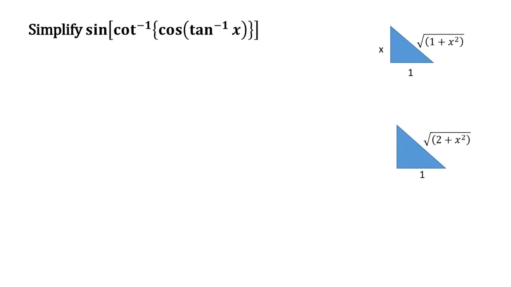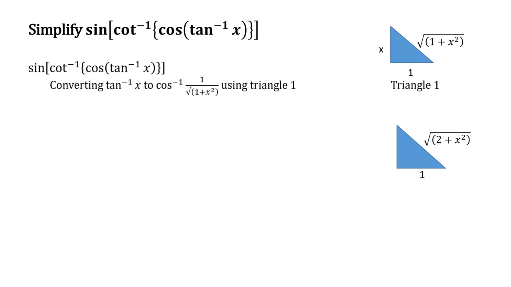So the question is, simplify sine of cot inverse of cos of tan inverse of x. So let's simplify this question. First of all, we take this part of our question, that is tan inverse of x, and we convert it into cos inverse of 1 by root of 1 plus x square, so that the terms become cos and cos inverse. For this we take a triangle.